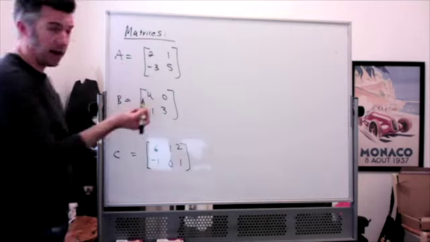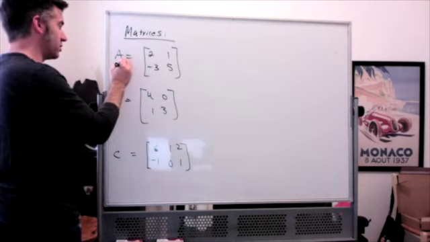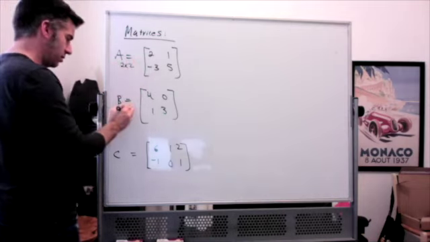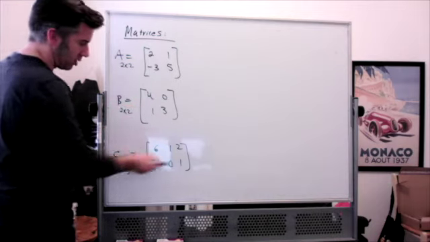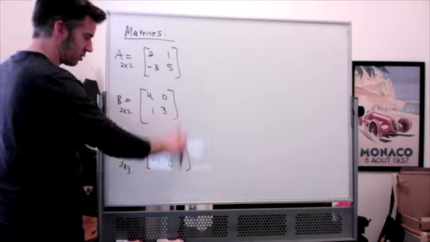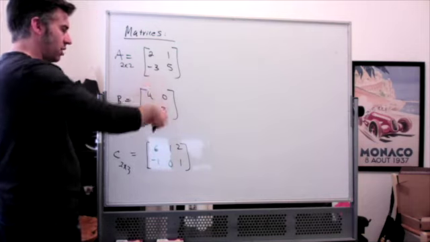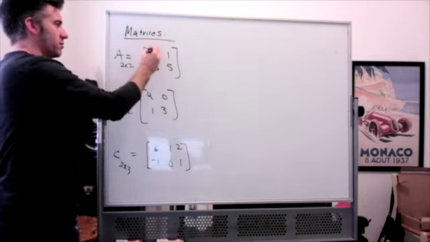And you don't have to, but you can write that this is a 2x2, this is a 2x2, this is a 2x3. There are two rows, there are 1, 2, 3 columns. Two rows, two columns, two rows, two columns.